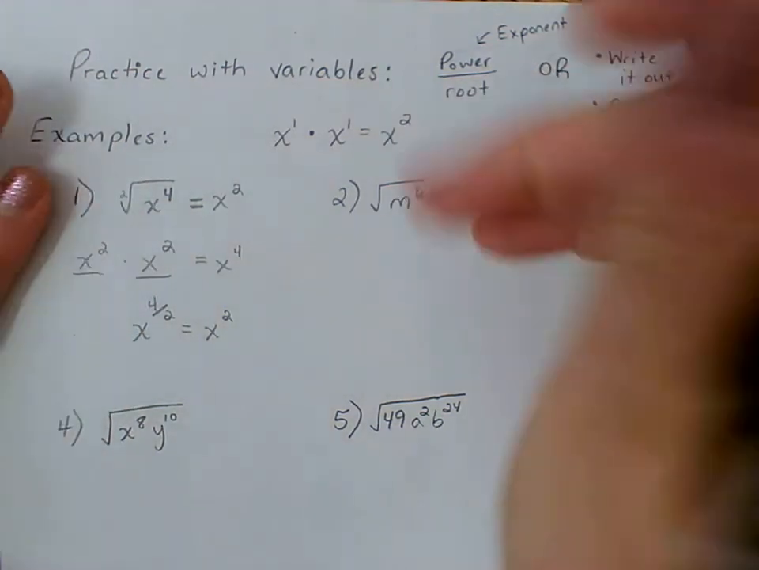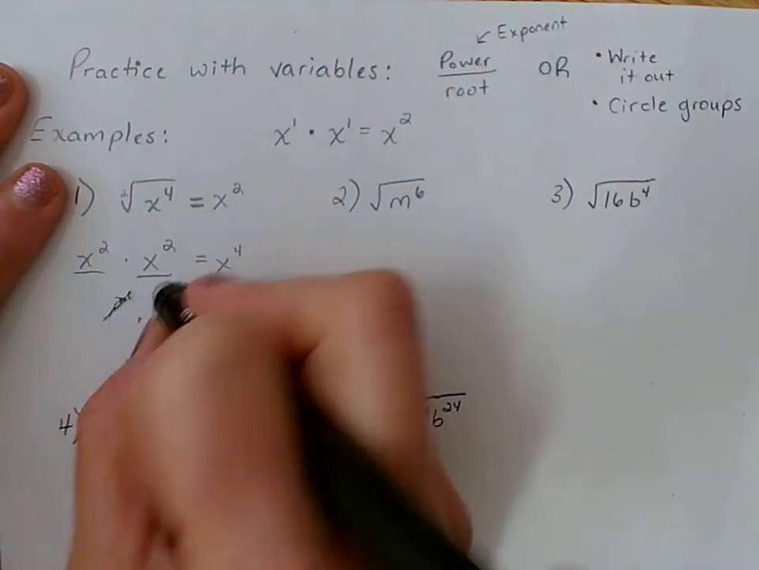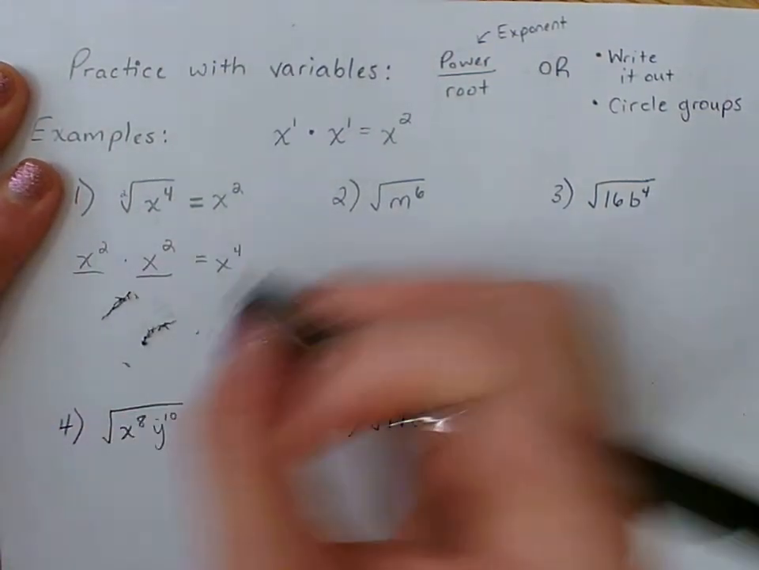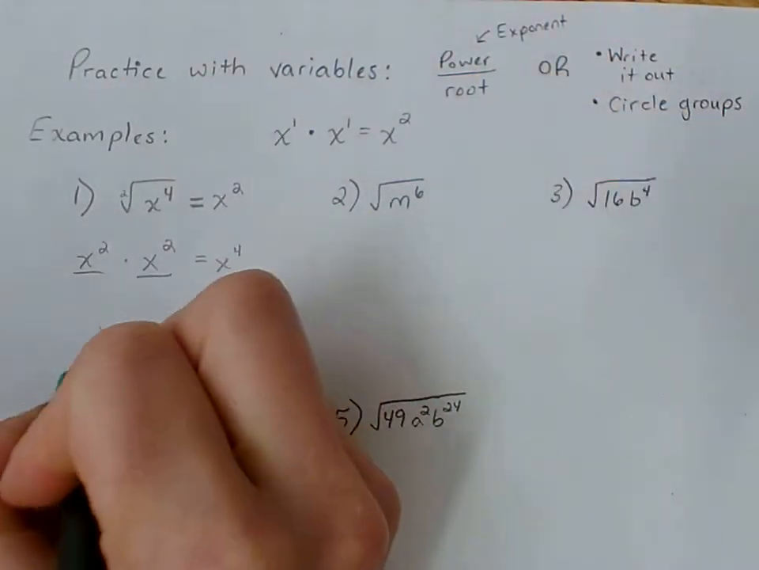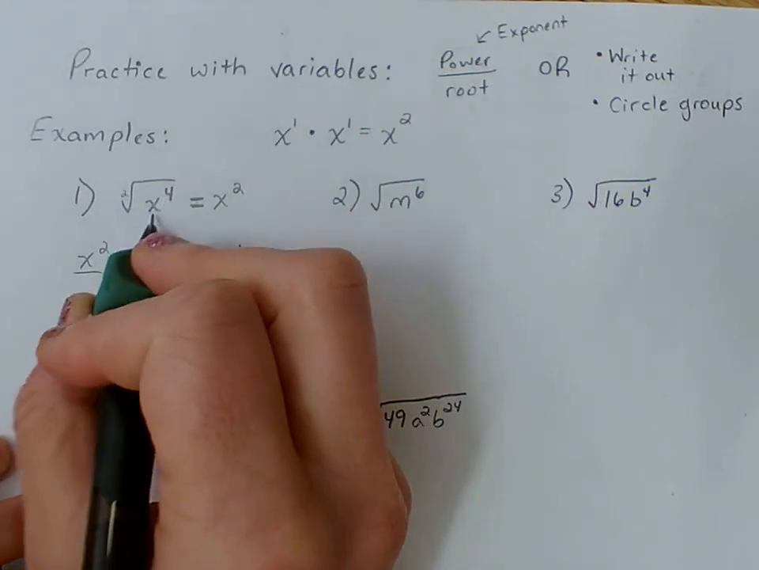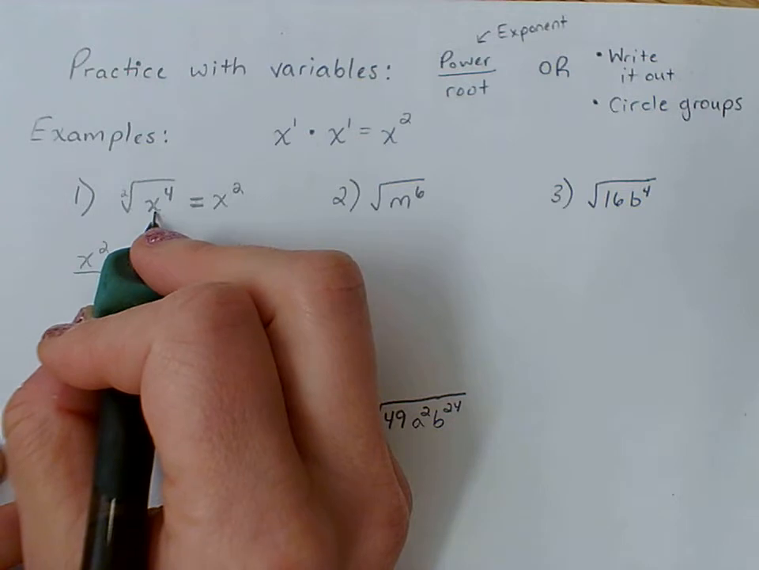The other way you could have done this one, instead of power over root, is you could have written out what this actually means. If you have x to the fourth, what that technically means is, remember, an exponent tells you how many times you multiply that times itself.